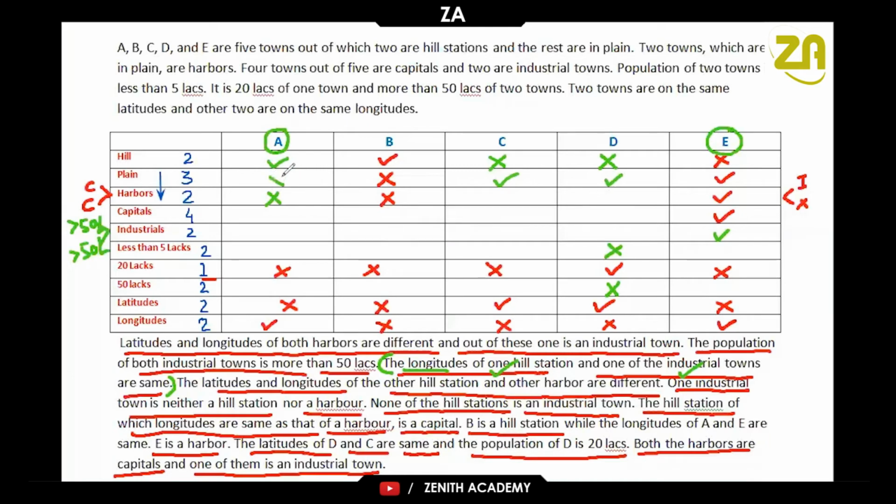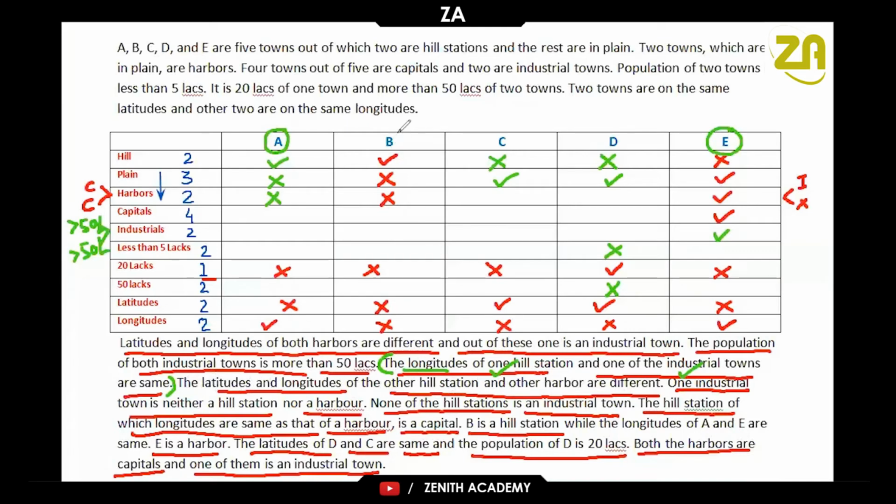So cancel out this. When A is a hill, no question of being plain, so no question of being harbor. Now it is clear that C, D, E are plains, correct? These 3 towns are in plain. Okay, so now the latitude and the longitude of the other hill station. The latitude and the longitude of other hill station and other harbor are different.